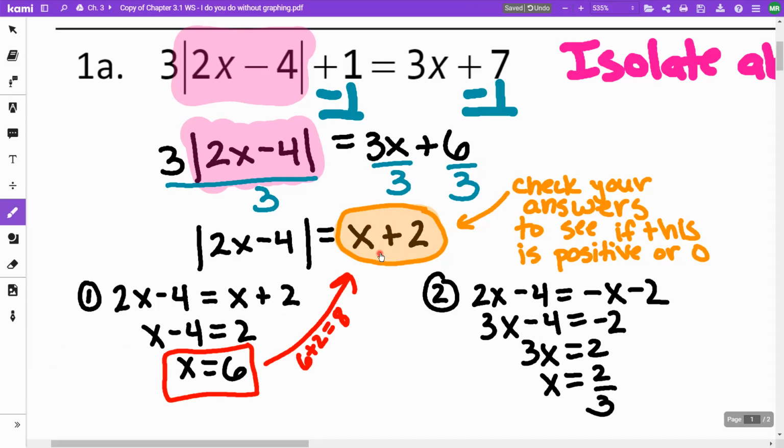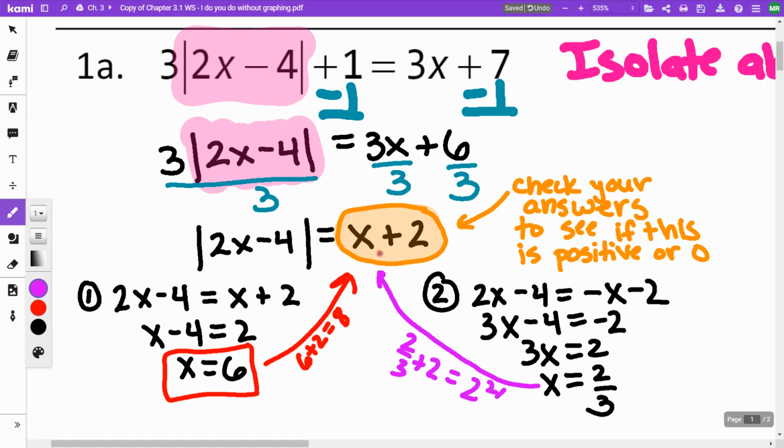Then I'm going to be putting in a 2/3. So when I put a 2/3 in for that same x, I'm going to get 2/3 plus 2, which is really 2 2/3. That's also positive. So that's also going to be an answer.